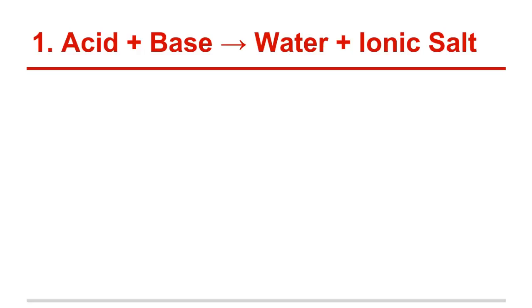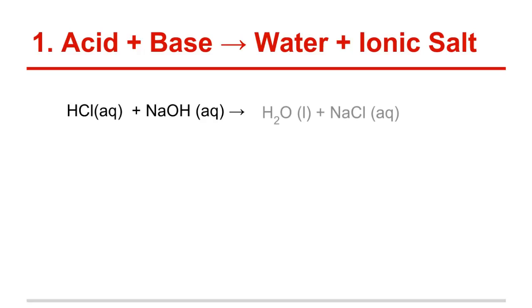The first type of neutralization reaction that we are going to discuss in this video is an acid plus a base reacts to give water plus an ionic salt. The first example is hydrochloric acid plus sodium hydroxide. When those two react, that is going to produce water and a salt. In this example, that salt would be sodium chloride.